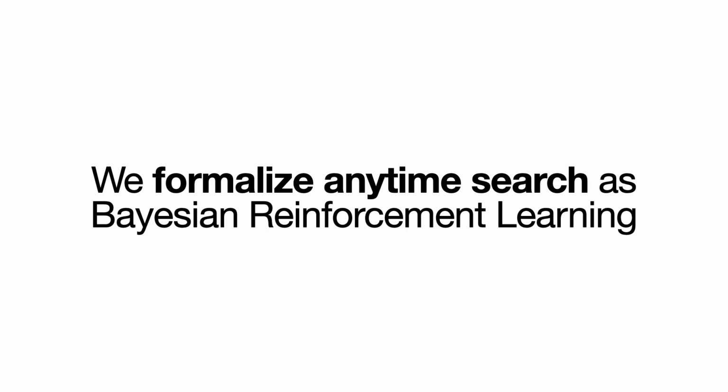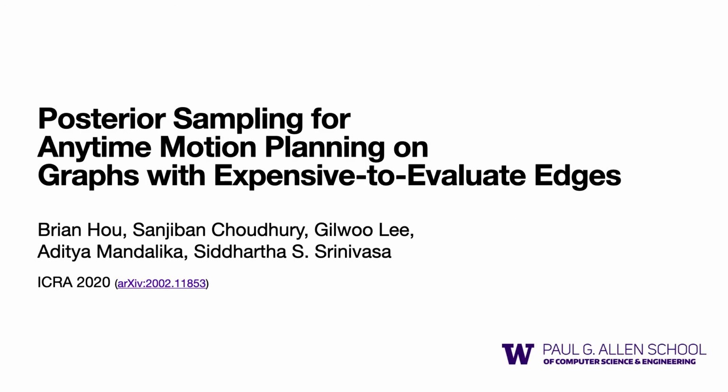In conclusion, anytime algorithms should rapidly discover progressively shorter paths. We formalize this intuitive objective as minimizing Bayesian regret. PSMP achieves sublinear Bayesian regret, which implies asymptotic optimality while demanding good intermediate performance. We hope that this new connection will open the door to further regret analysis of anytime algorithms. Thank you very much for watching this video, and I look forward to your questions.